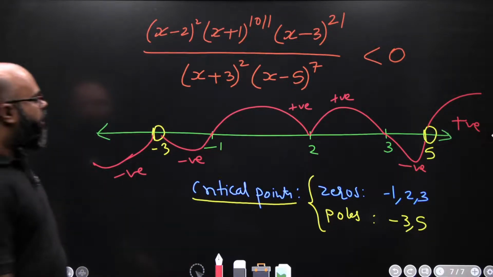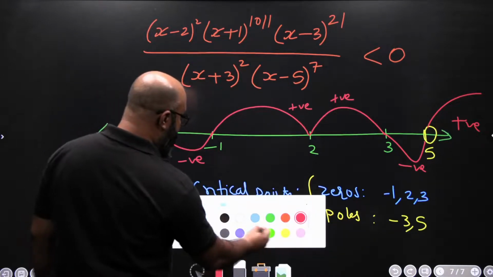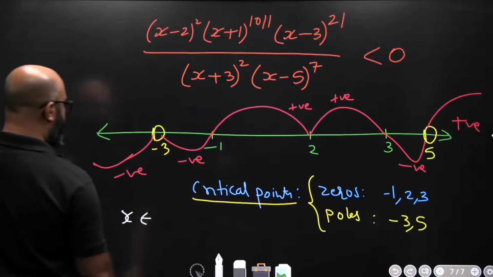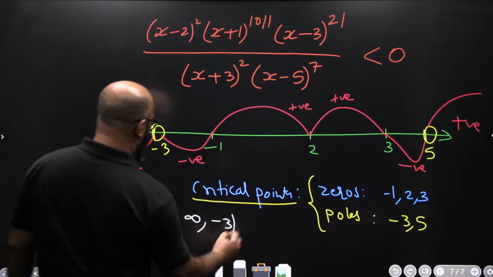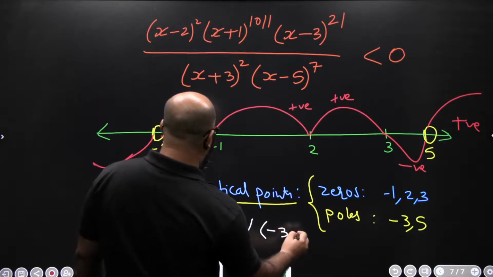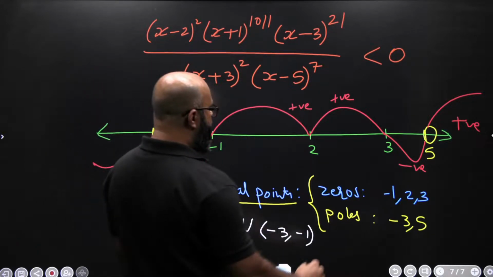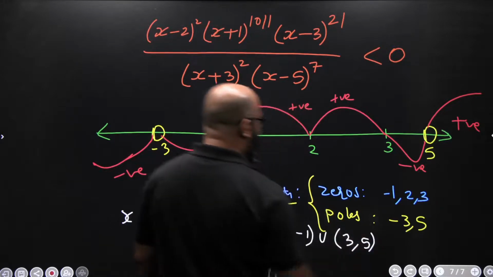Now, what we have to see is where it is less than 0. Now, it is easy to identify where it is less than 0. If you see here, x belongs to minus infinity to minus 3, union minus 3 to minus 1, and then union 3 to 5, like this.